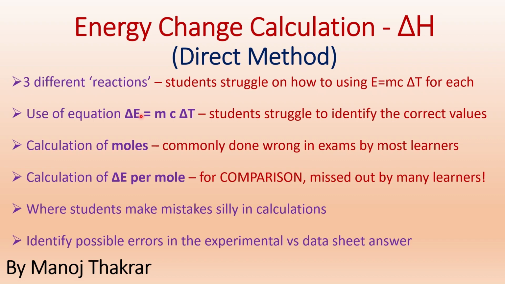So obviously we're going to use E equals mc delta T. We're going to make sure that you don't make a mistake by missing out moles. And when we calculate energy, we must convert this energy to a delta H, which is per mole. So that's another mistake which I'll go through as well. And then making any silly mistakes in terms of conversion of units we'll look at as well. And then I'll give you a slide with possible errors that can occur.